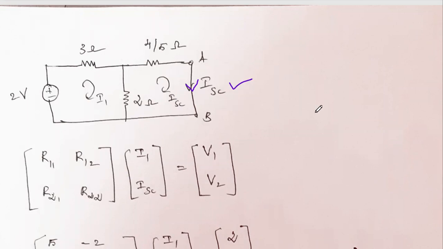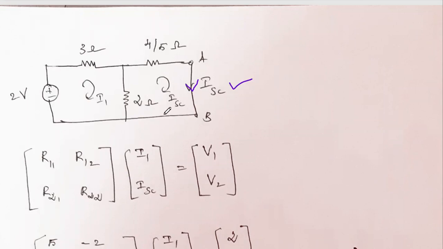We can solve this circuit by different methods. Just by writing the KVL equation, we will solve. Here we are going to use mesh analysis, in the simplest way. You see here there are two meshes. This is mesh 1, and this is mesh 2.